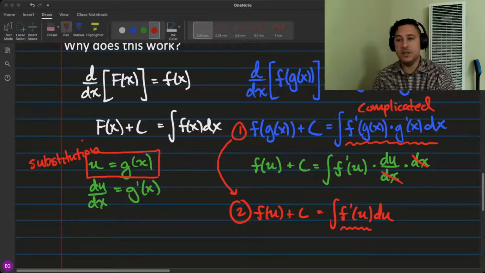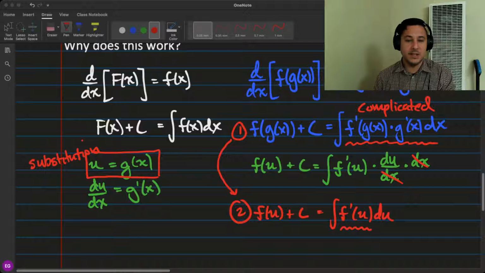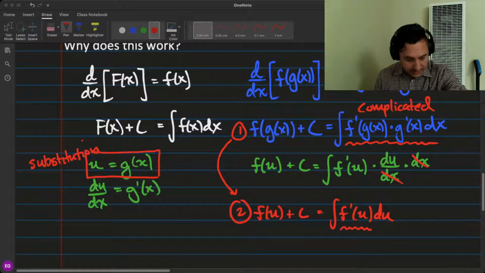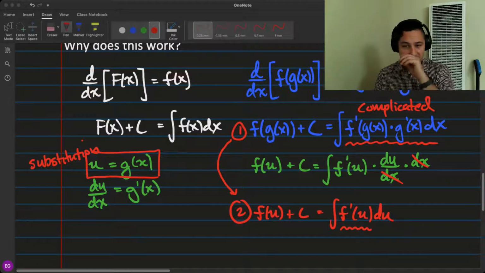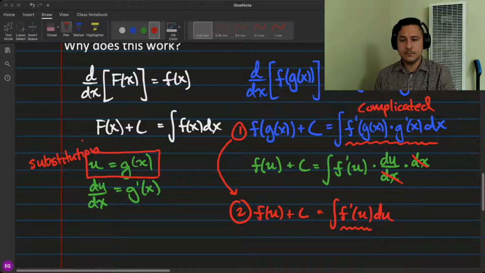Okay. So to do the substitution, you're going to need to notice what you should substitute and where. And you're going to need to make sure that everything lines up properly. So let's go through an example.